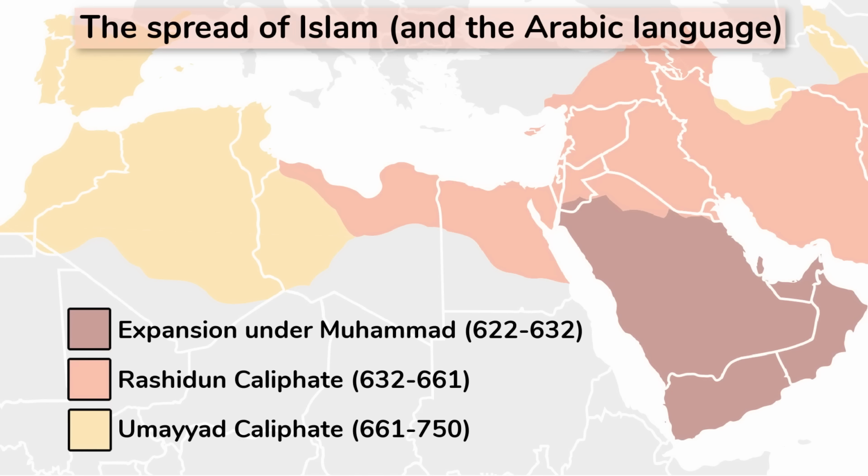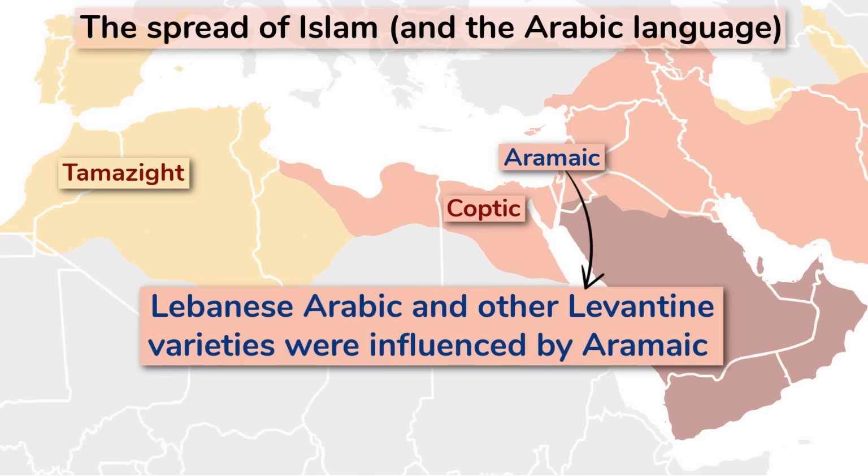When the Arabic language spread throughout the Middle East and North Africa, it was adopted by the local people in each place who spoke other languages, like Tamazight in the Maghreb region, Coptic in Egypt, and in the Levant region, Aramaic. As a result, Lebanese Arabic and other Levantine varieties were influenced by Aramaic as they developed. It's not clear exactly how much Aramaic influence there was, because Arabic and Aramaic are closely related Semitic languages to begin with, but there was certainly some influence.